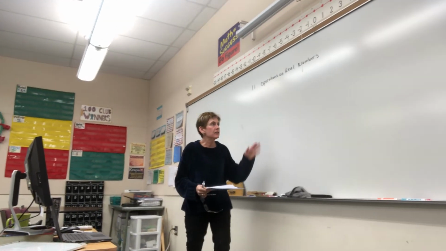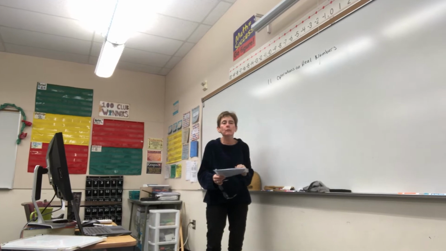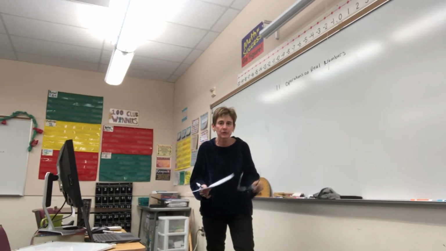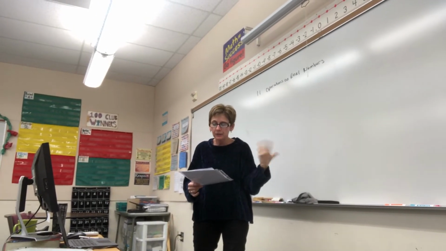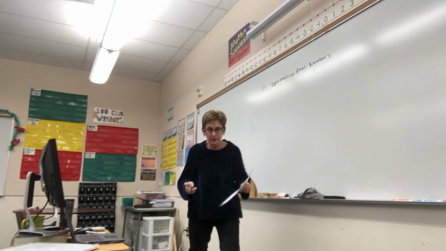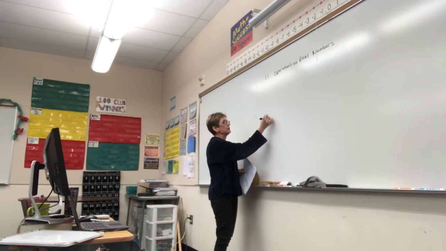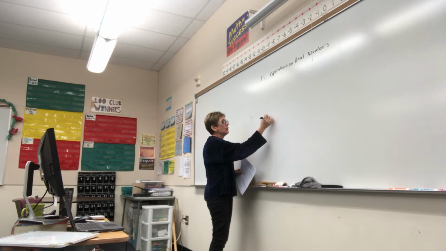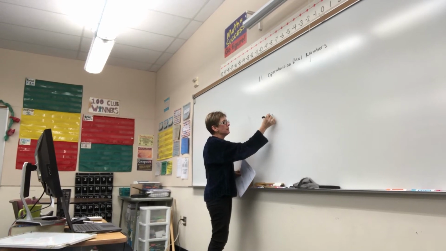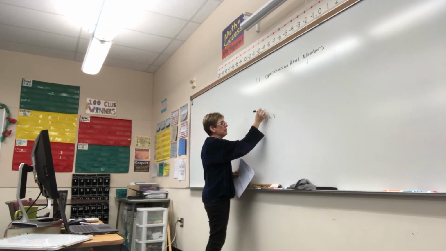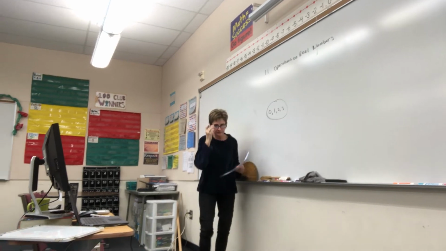You're going to write at the top of the piece of paper 1.1 Operations on Real Numbers. So first what we've got to do is define what real numbers are. So what I'd like you to do is in the middle of your paper somewhere, write the numbers 0, 1, 2, and 3. Put a circle around that.